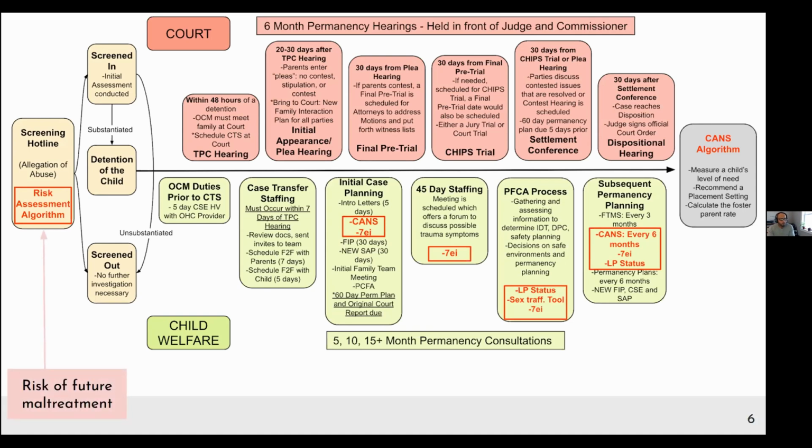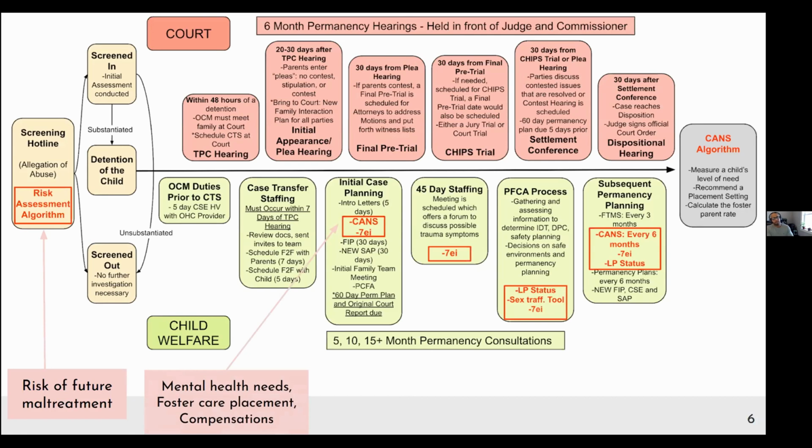So from the beginning, when an allegation of abuse or neglect is made at the hotline, a risk assessment algorithm helps the frontline worker decide if the call should be screened in for an investigation. If the call is screened in and neglect or abuse is substantiated, the case is referred to the child welfare agency that we work with.